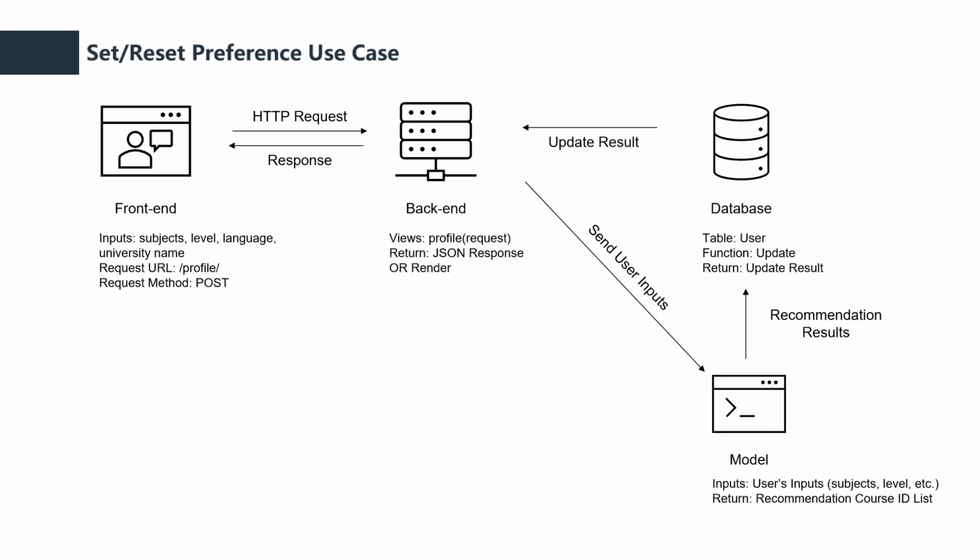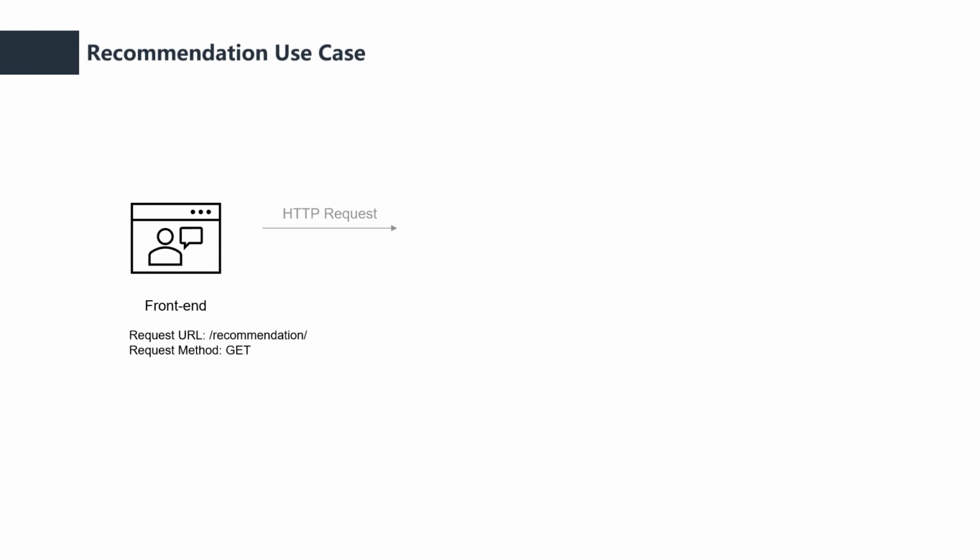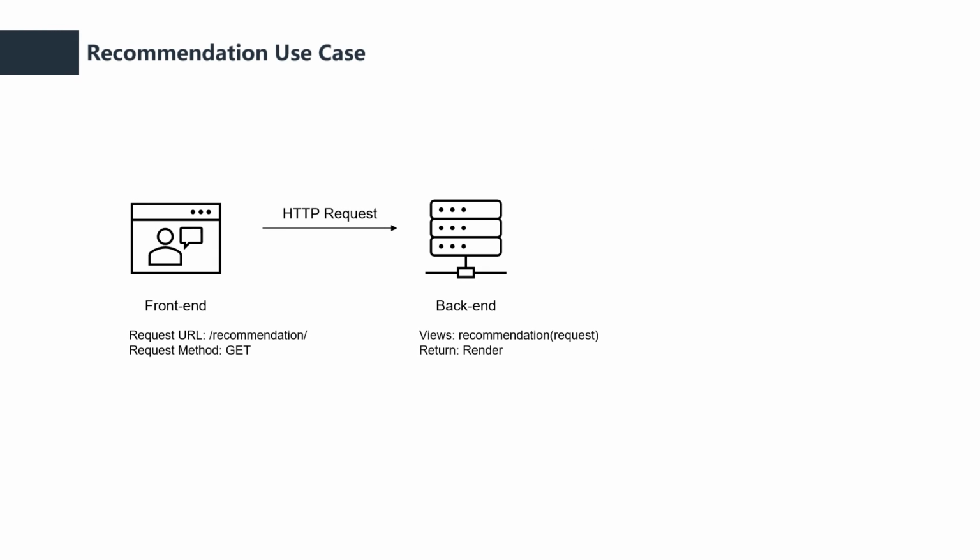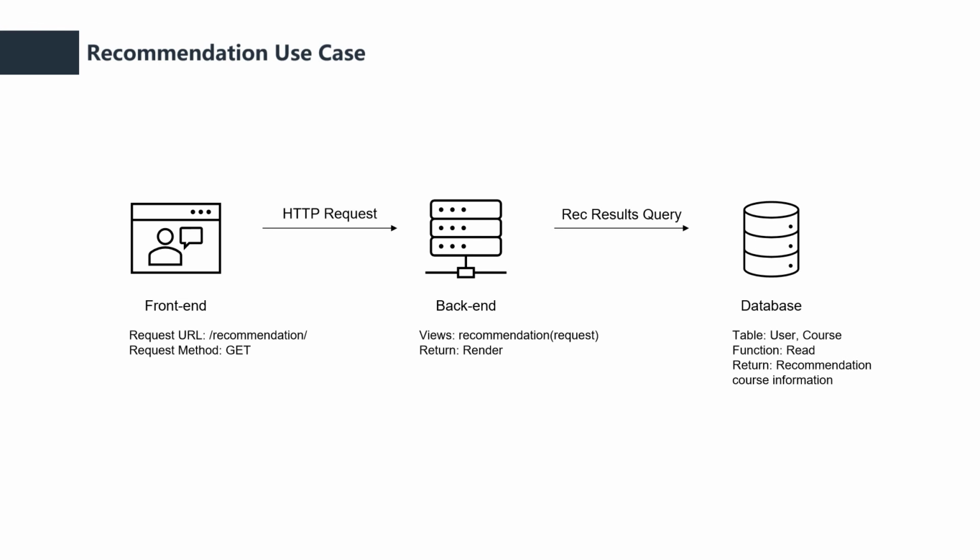When a user visits a recommendation page, the front-end sends an HTTP GET request to the back-end web server. When the back-end receives the request, the corresponding function accesses the course recommendation results stored in the database corresponding to the user who sent the request, and then accesses the details in the course data table to return information to the front-end page as a Django template language.